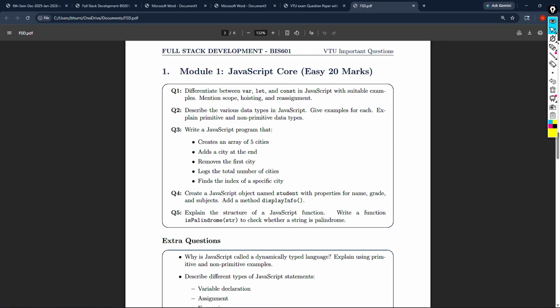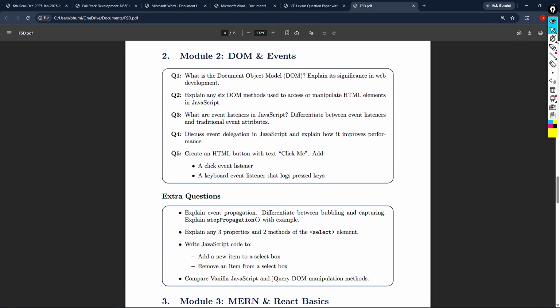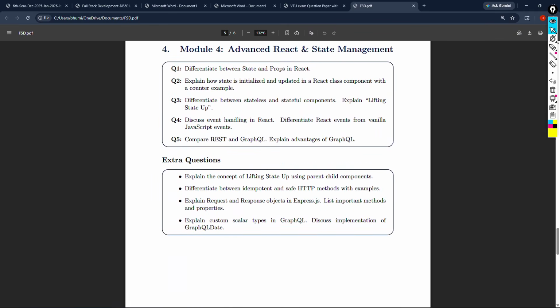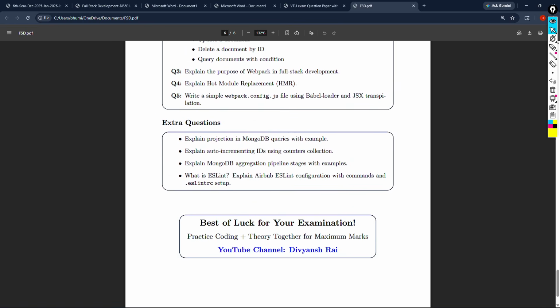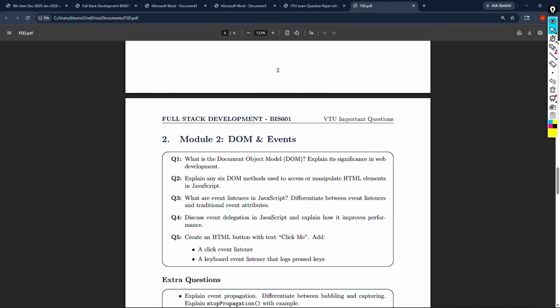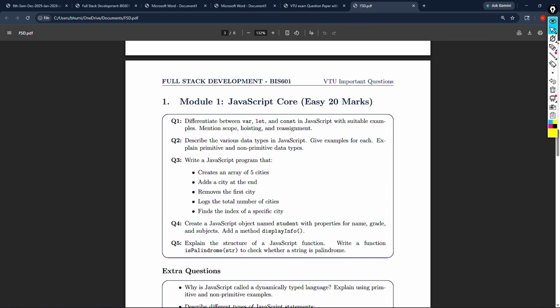Core questions are the most repeated questions. In every module, you'll see there are five core questions, and some extra questions, basically three or four. Extra questions are the questions which have occurred one or two times in the papers but are not very important. The very important ones are these five questions which have been appearing in the exam multiple times. So you have to study these questions.